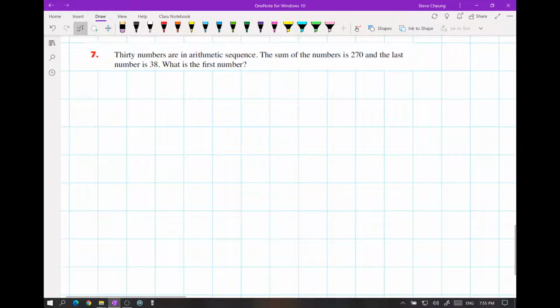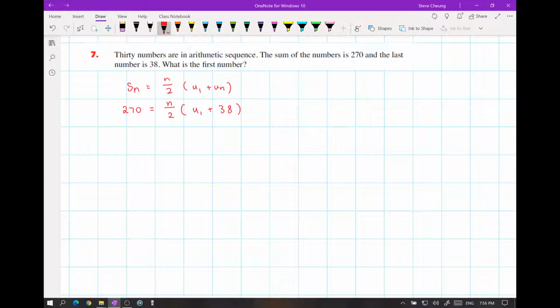Thirty numbers are in an arithmetic sequence. The sum of them is 270, and the last number is 38. What is the first number? So again, we can use the first term, last term formula, but this time we are substituting different givens. We know the sum is 270. We don't know what n is. We also don't know what the first term is, so technically that's not very helpful here.